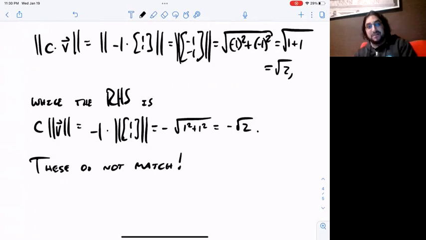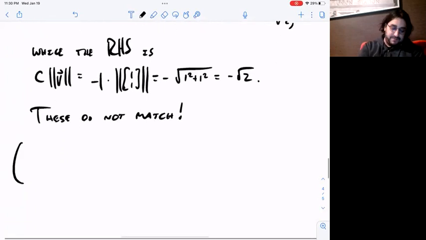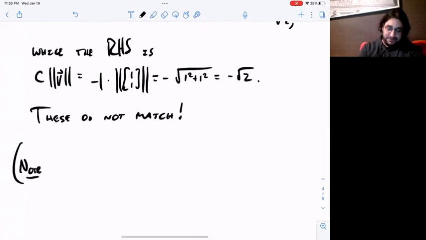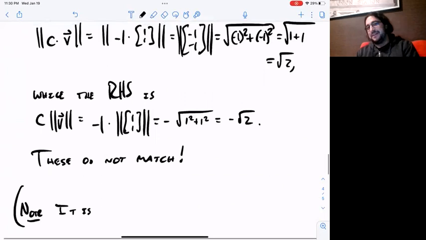They don't match, right? So there's our counterexample. Now, this identity is almost true. Well, what happened here? They were just off by a negative sign, right?